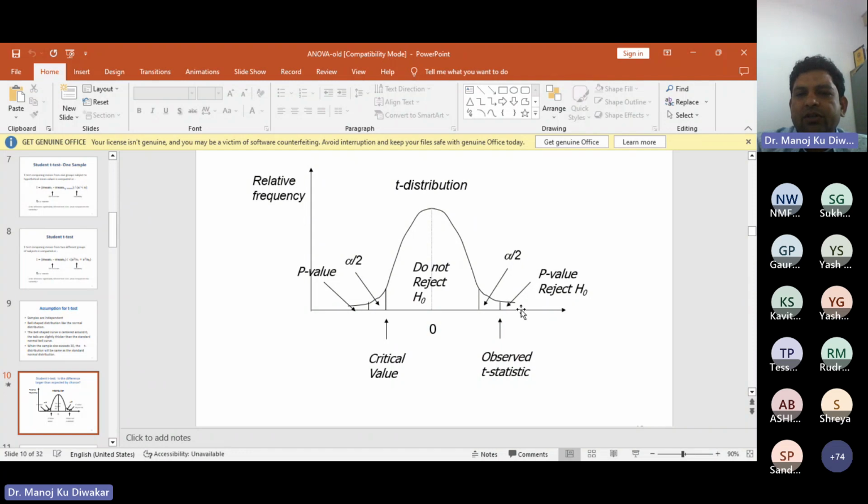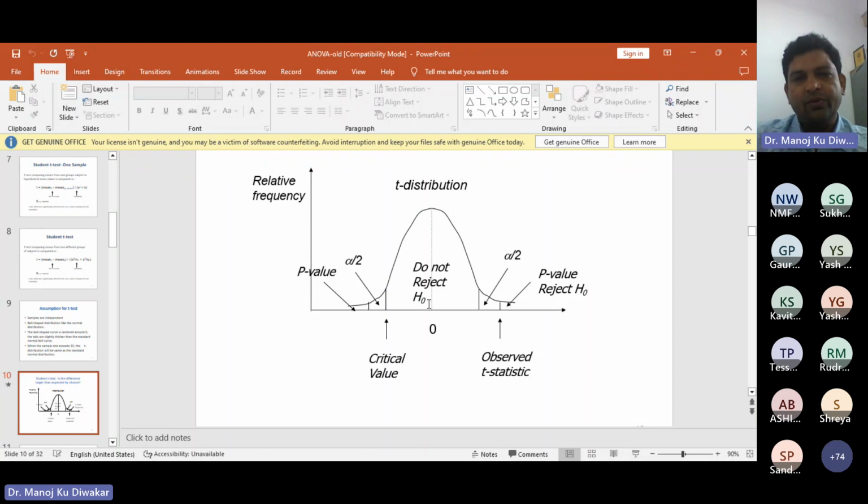If the value is coming after this, and this is your alpha by 2, and this is your alpha by 2, and this is your p-value. This is your t distribution. If your value is coming in this range, then you will not reject it. Do not reject means the same. So this is the t distribution interpreted graphically, how you can understand it.